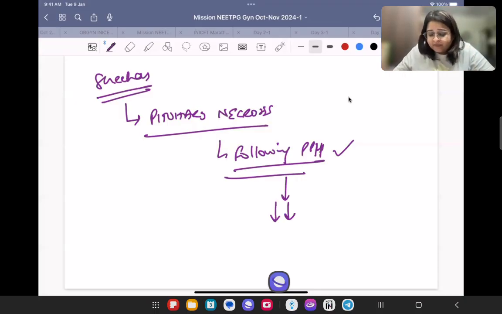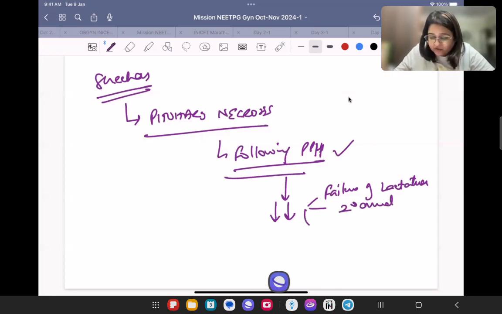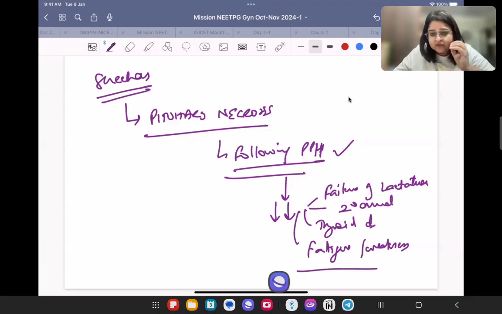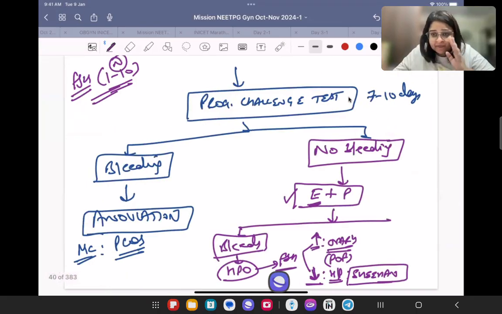So following PPH, there is going to be pituitary necrosis and all the pituitary hormones go down. So you're going to have reduced prolactin leading to failure of lactation. You're going to have reduced FSH and LH leading to secondary amenorrhea. You also end up with thyroid disorders. You also get generalized fatigue, weakness, okay, and a lot of other symptoms. So this is what the typical presentation will be.